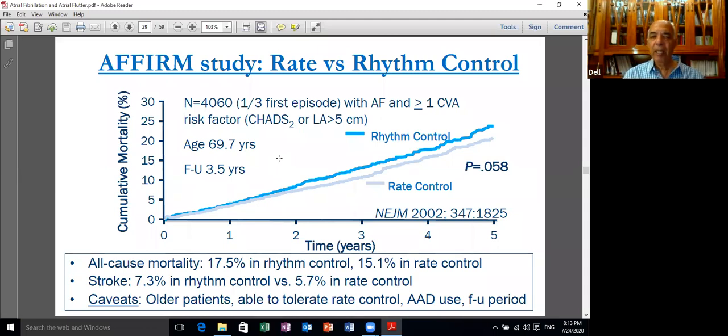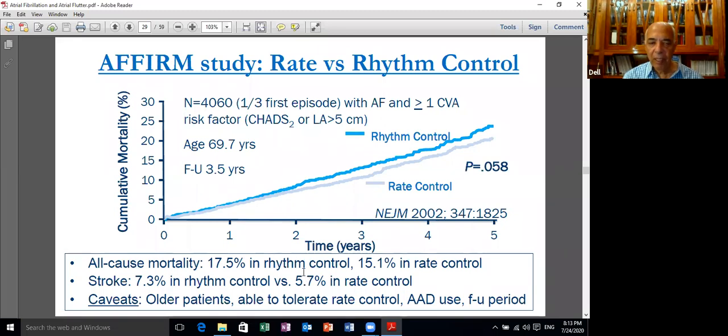It was comparing a strategy of treatment that leads to sinus rhythm with a strategy of treatment that keeps atrial fibrillation but controls the rate. And the result was very astonishing to the medical community, particularly the cardiac community at that time, since it showed that the patients who are getting rhythm control are actually getting more mortality and even more stroke than patients who are getting rate control. Now, although the difference was not statistically significant, it was a strong signal in favor of rate control rather than rhythm control.